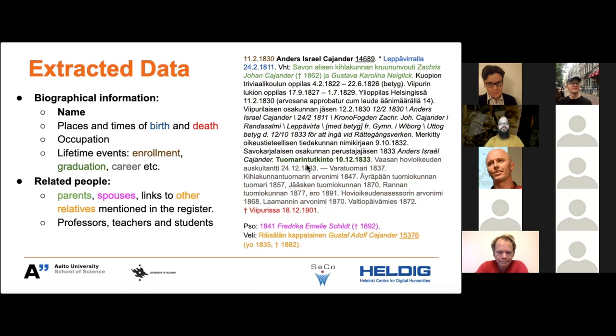Furthermore, the description also contains information about a person's later career and related career events like employment. The description also mentions related people. When available, there is a list of a person's parents, spouses, and also other relatives who have studied at the University of Helsinki. Also, the professor's or instructor's name is usually referred to with the academic events.